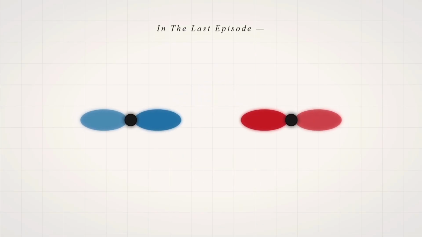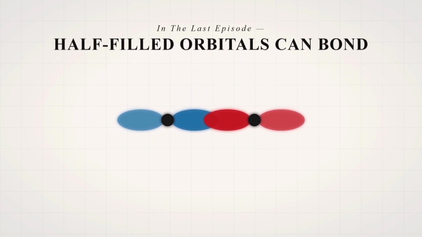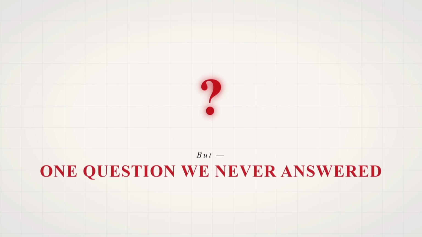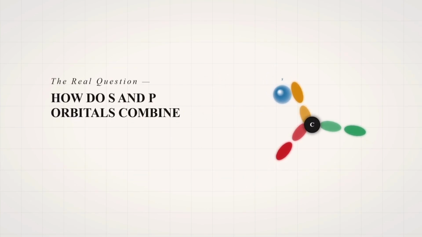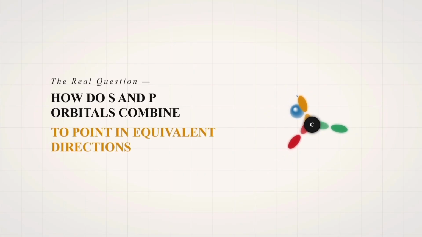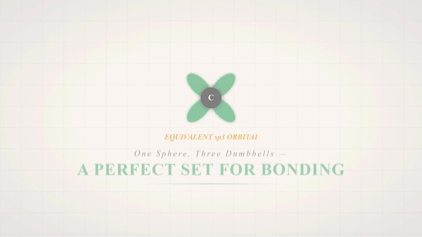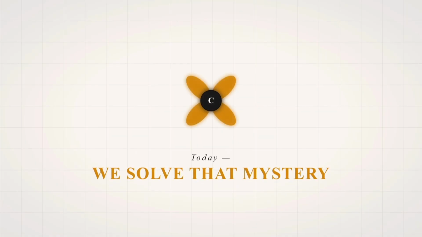In last episode, we learned that half-filled orbitals can participate in covalent bonding, and that the extent of orbital overlap influences bond length and bond energy. But there's one major question we never answered. How do carbon's very different s and p orbitals come together to produce the equivalent bonding directions we see in real molecules? How does a spherical orbital and three dumbbell-shaped orbitals become a set of orbitals perfectly arranged for bonding? Today, we're going to solve that mystery.